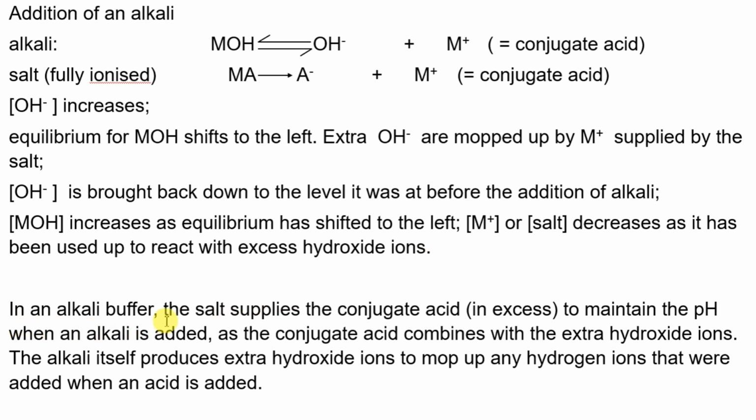In an alkali buffer, the salt supplies the conjugate acid in excess to maintain the pH when an alkali is added. The conjugate acid combines with the extra hydroxide ions, and the alkali itself produces extra hydroxide ions to mop up any hydrogen ions that were added when an acid is added.